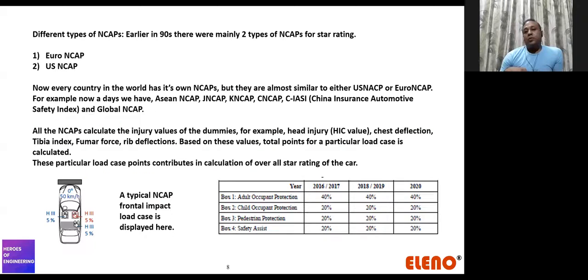Here you are seeing one typical NCAP frontal impact, and in the front of the car there is a rigid barrier. This is one of the typical load cases, and we call it a rigid barrier test. The velocity of the car is 50 km per hour. On the driver side you are seeing the dummy, on the front side you are seeing two dummies, and on the rear side there is also one 5% dummy. Basically, for a particular load case, everything is defined by Euro NCAP or US NCAP or any NCAP: what the velocity should be, which dummy should sit, and where it should sit. There are complete guidelines for a particular load case.